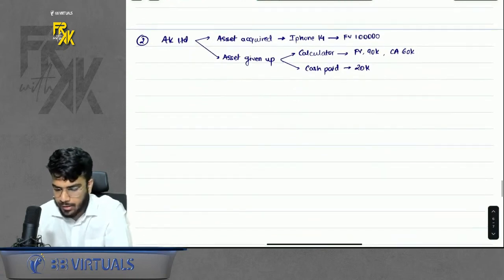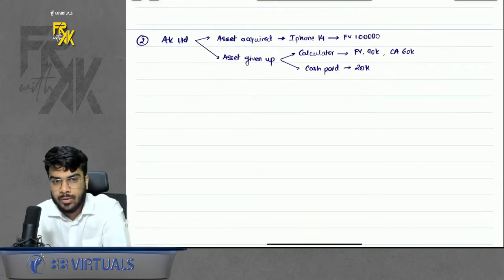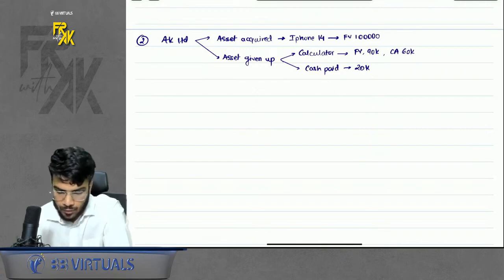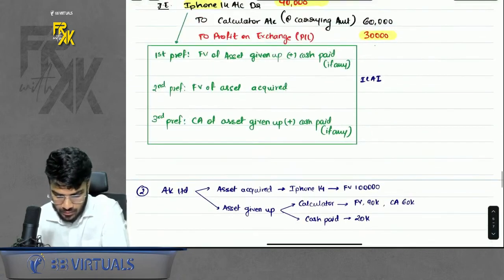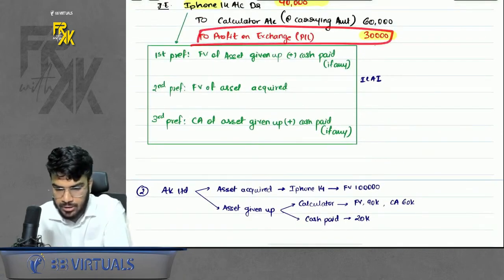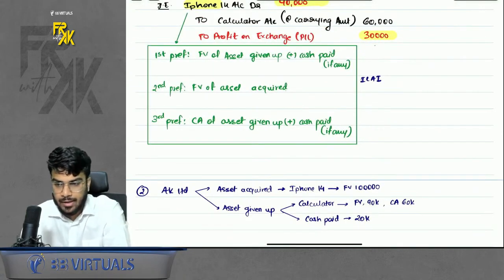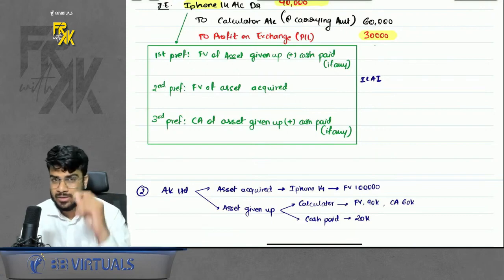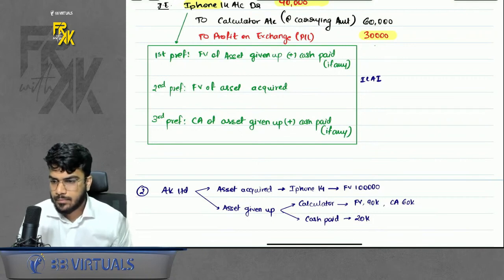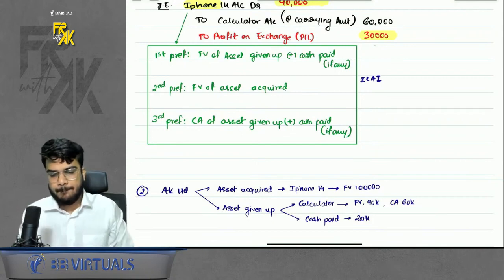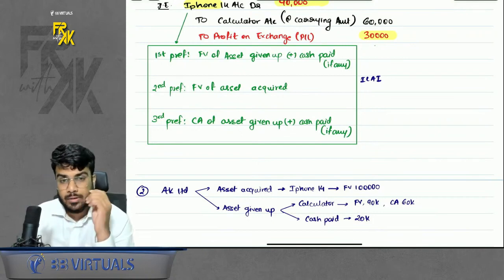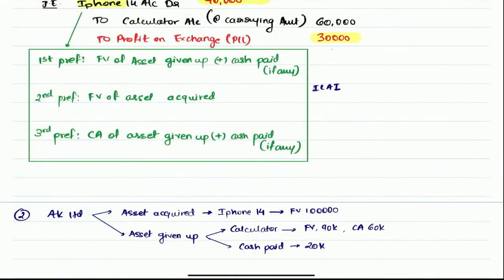But before that, I would like every one of you to take a minute and try to solve this on your own. What I want from you is the profit on exchange. What profit do you get on exchange? I'm giving you 30 seconds. Time starts now. Everyone will try, including the recorded students. Recorded students will pause the video and try this.